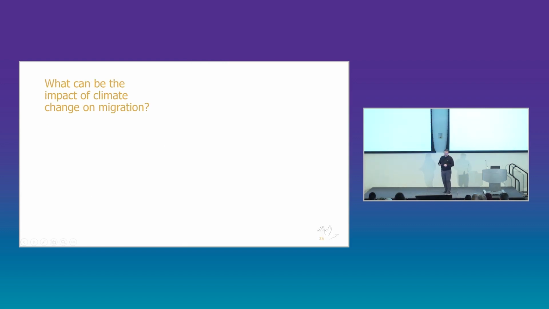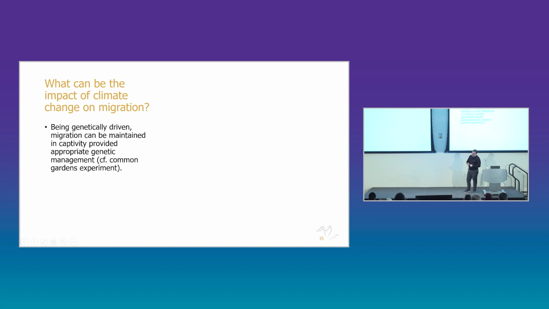So what could be the impact of climate change? And actually the first two talks this morning gave me lots of ideas of things we can do. This is related to the previous slide. So we know that the migration is genetically driven, which is good in captivity because it means we can maintain it in captivity in terms of conservation. When we release the birds in the proper area, they migrate like they want. So for today, it's good.